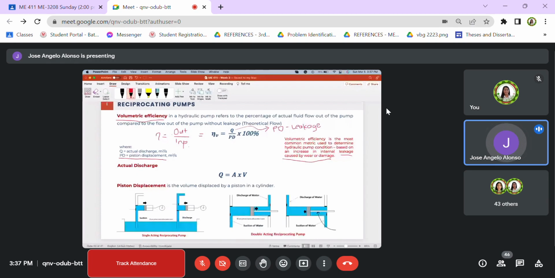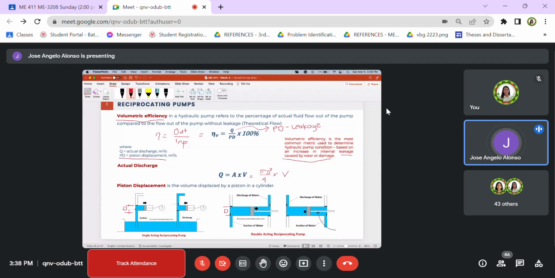Area ng ating cylinder or diameter will be this one. For single acting, same pa din, ito yung magiging diameter na i-consider natin. So we have two types ng reciprocating pumps, the single acting reciprocating and the double acting reciprocating pump. To differentiate them, makikita nyo naman sa figure on the left side is a single acting reciprocating pump.